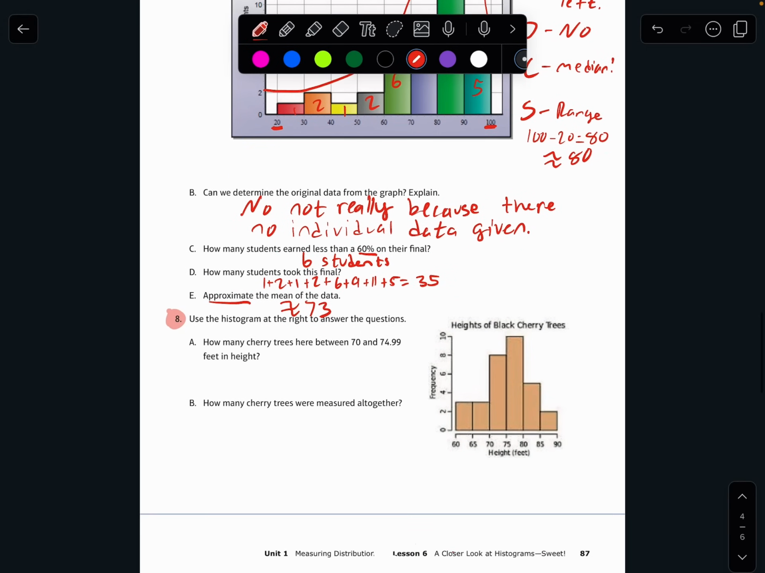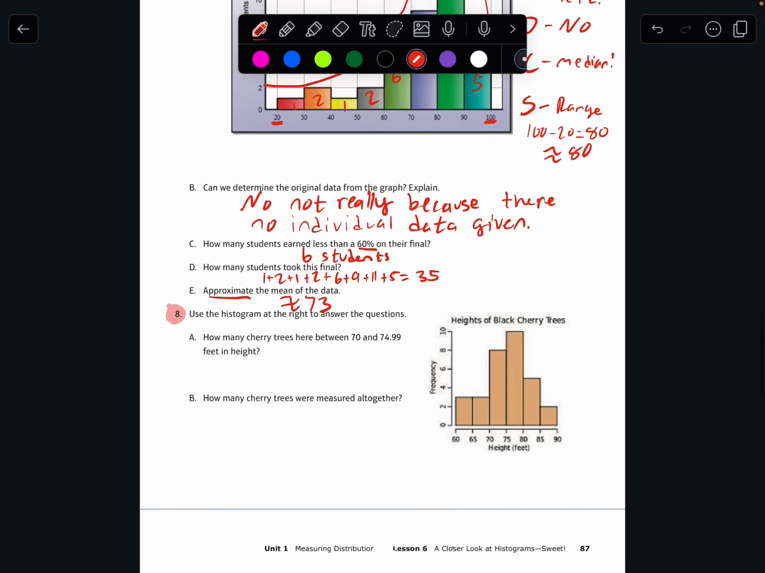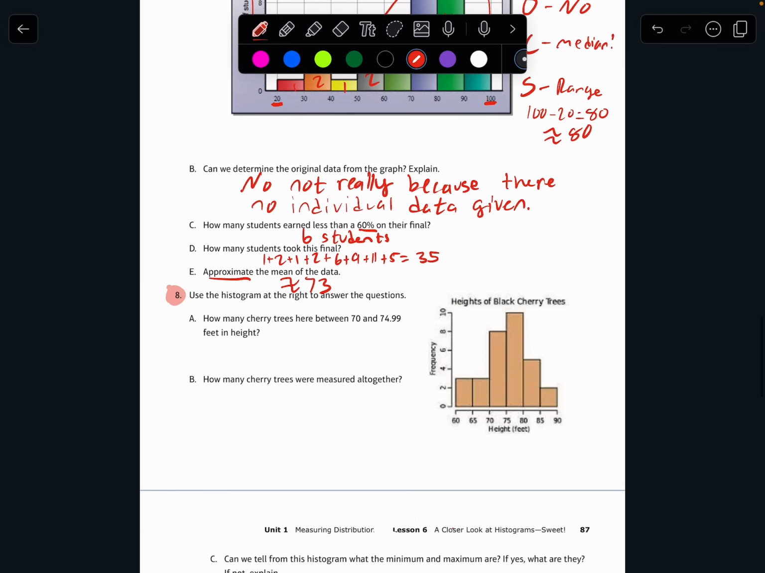All right, cool. So let's go ahead and answer 8. Use the histogram at the right to answer the questions. So we're given this diagram right here that I have circled in red. How many cherry trees are between 70 and 74.99 feet in height? Oh, okay. So it's asking about this part. It is between 70 and 75, so that's going to be 8 right there.